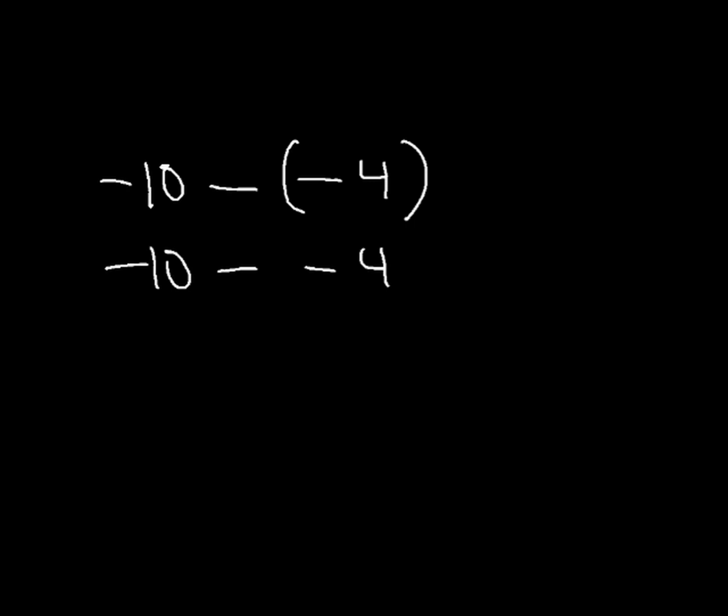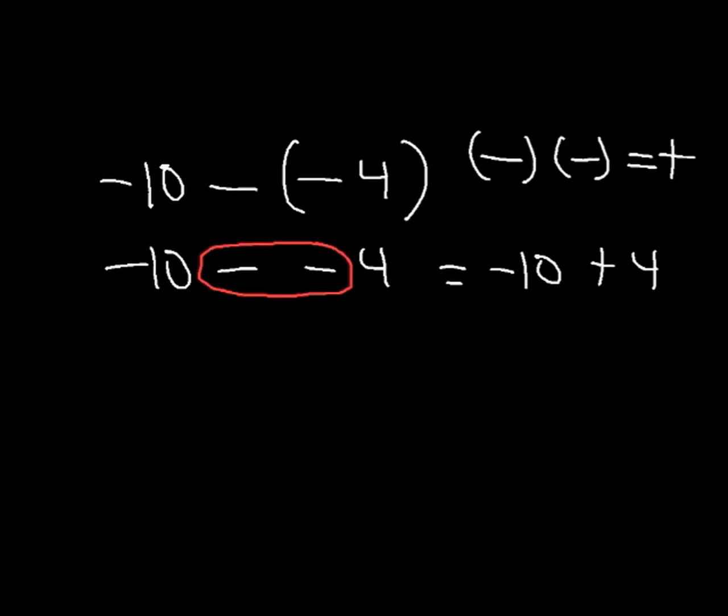Now what if there are 3 negative signs, like negative 10 minus negative 4? Sometimes you might see this in parentheses, but it's the same as if it's written like this too. Whenever you see 2 negative signs right next to each other with no number in between them, you can change that into a positive. So this is the same as negative 10 plus 4. A negative times a negative is a positive. A negative times a positive is a negative, and a positive times a positive is just a positive number.